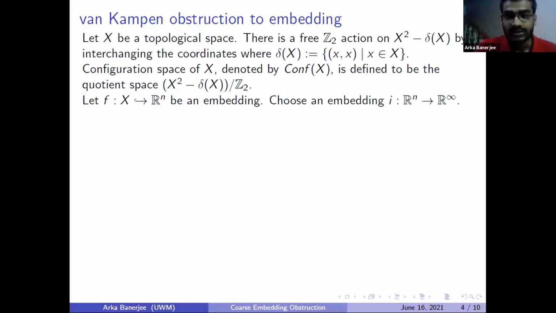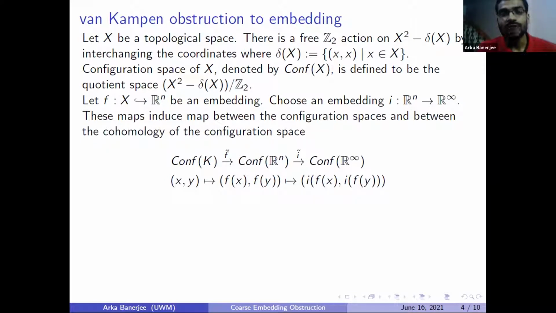From there, choose another embedding. We should be clear why we do that. Choose another embedding from Rn to R infinity, infinite dimensional space. Now, these maps will induce a map between the configuration spaces. Why? Because the configuration space is really just pairs of distinct points, and this function f is injective, and so is I, so it sends distinct points to distinct points. So you have a well-defined map between the configuration spaces, because this map also preserves the Z2 action. Okay, so you have a map on the quotient space between the configuration spaces.